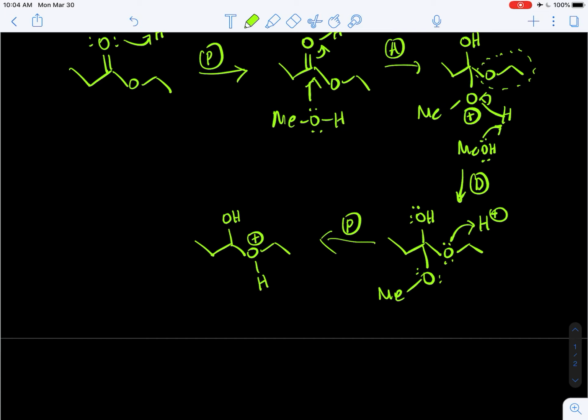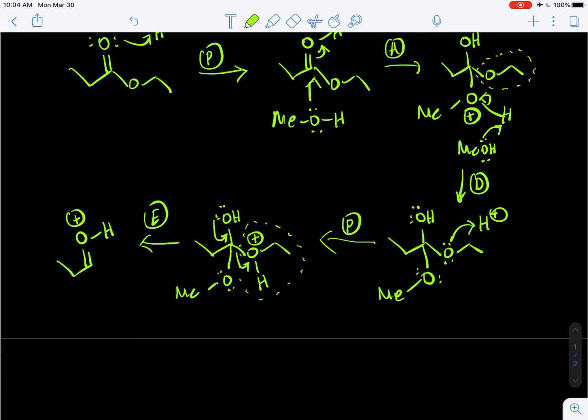Now it's protonated, and protonated things make good leaving groups. So there it is, right? And generally speaking, you want to use your lone pairs. So here's some lone pairs, or here are some lone pairs. Either one is going to work. It'll just give you a different resonance structure. So that's the elimination step. And that gives us a protonated ester. And we lose ethanol in that elimination step.